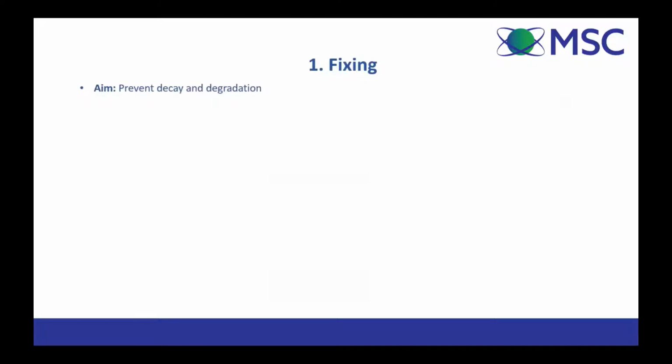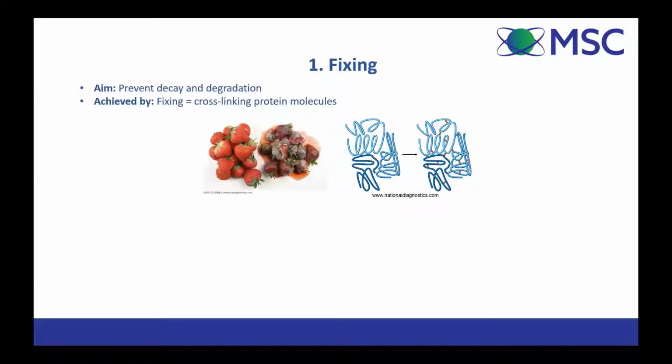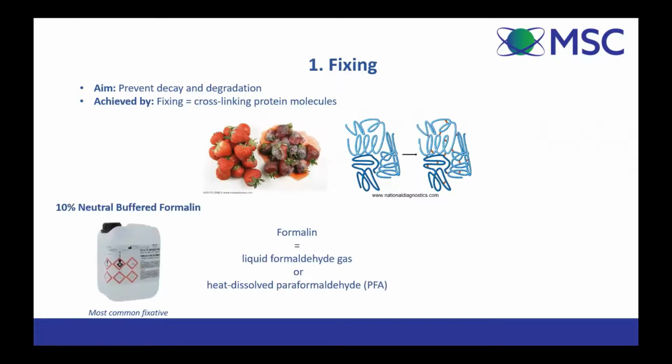So the aim of fixation is to prevent decay and degradation. This is achieved by using fixative reagents that cross-link protein molecules. It looks something like this, where you get binding events between the protein molecules that help prevent your sample rotting.